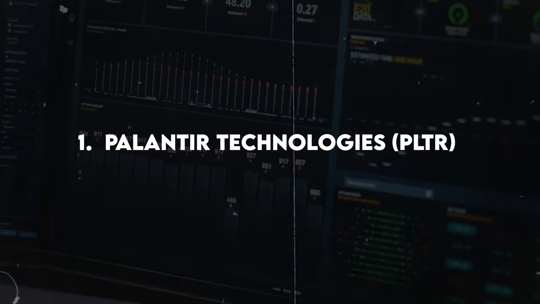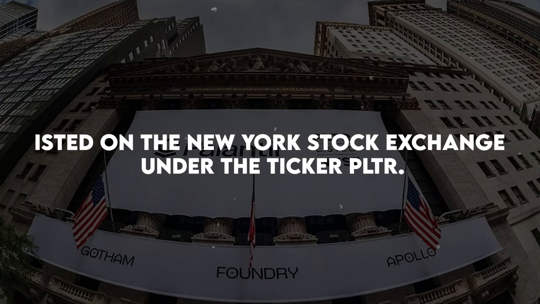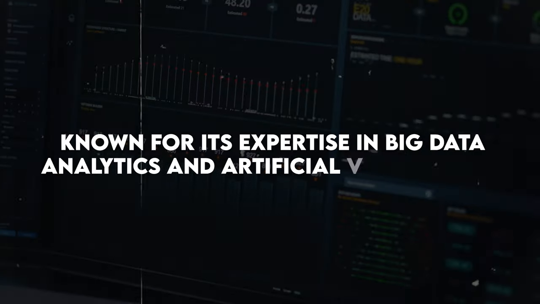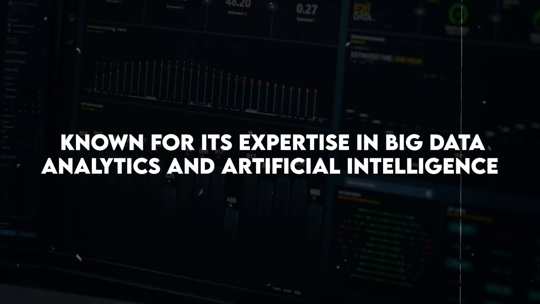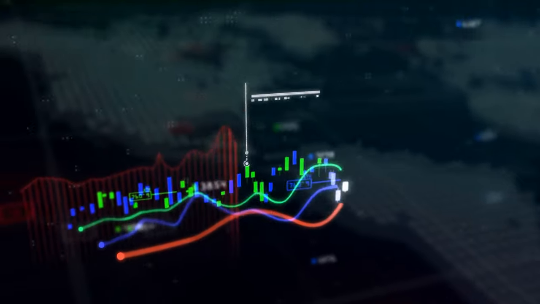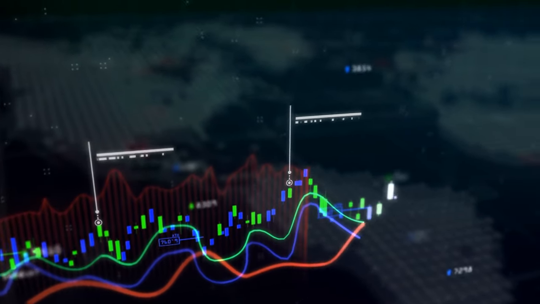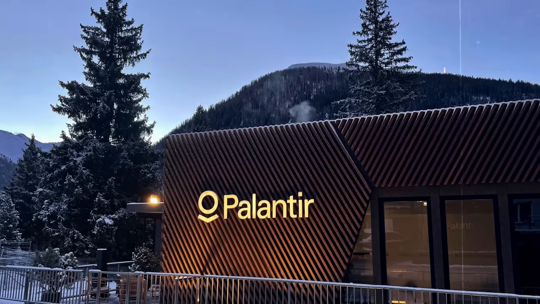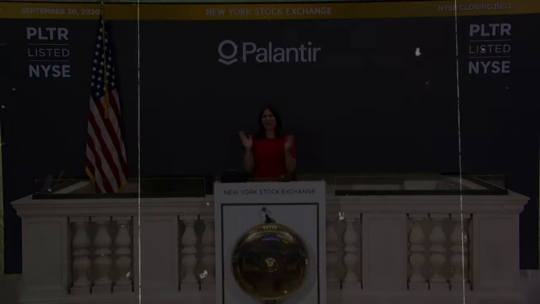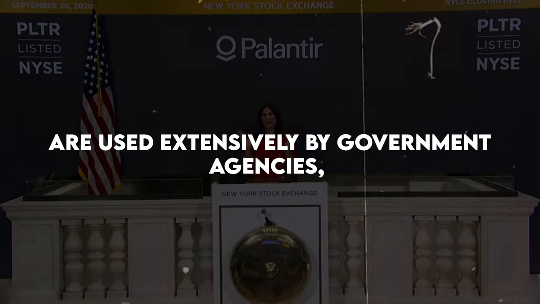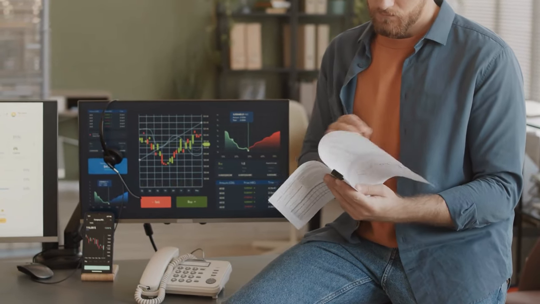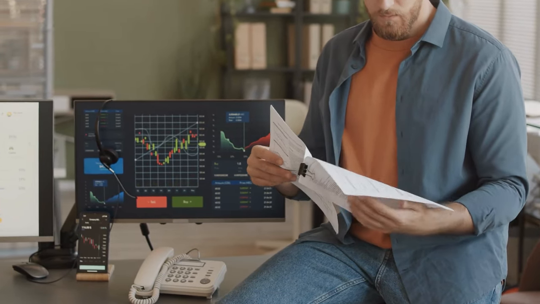First on our list is Palantir Technologies, listed on the New York Stock Exchange under the ticker PLTR. Known for its expertise in big data analytics and artificial intelligence, Palantir provides software solutions that help organizations make data-driven decisions. The company's primary products, Palantir Gotham and Palantir Foundry, are used extensively by government agencies, commercial enterprises, and nonprofits to integrate, analyze, and visualize data.